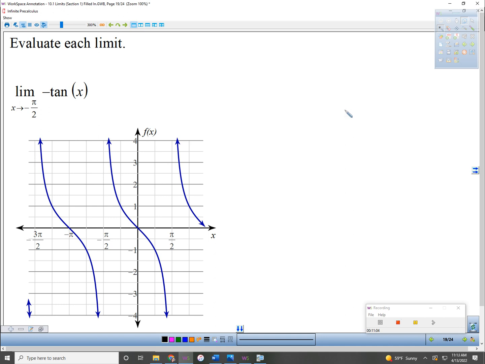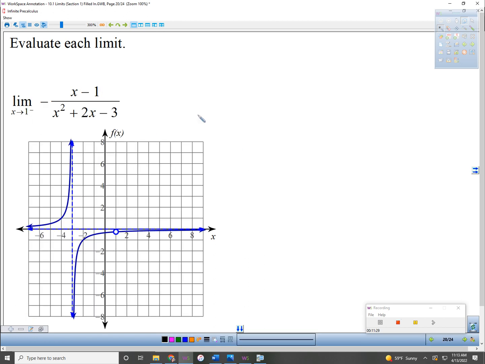All right, and now let's talk about a tangent. So we're approaching -π/2. That is this location right here. If you look on this side, we are approaching -infinity. This side, +infinity. So this would be a limit that does not exist. I do prefer that you put this in the front of that.